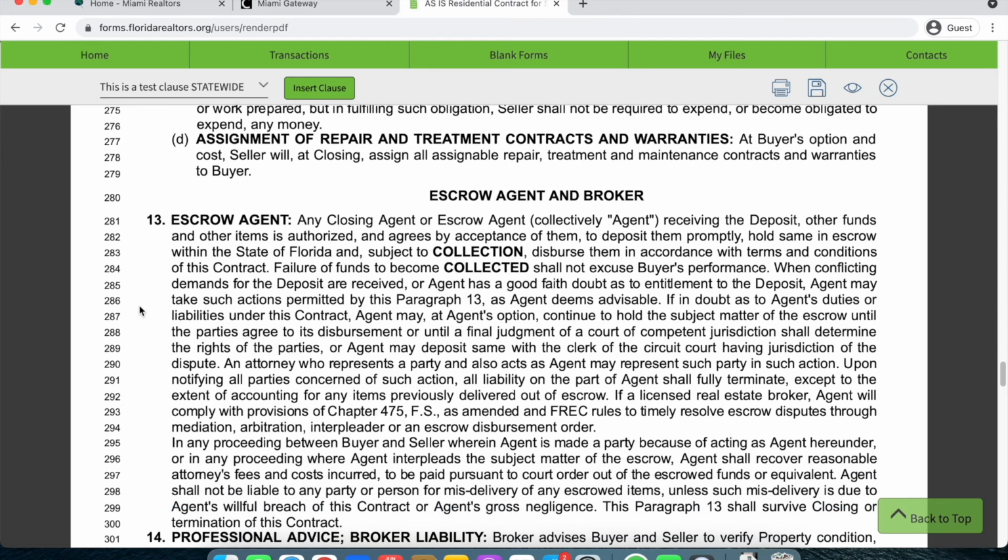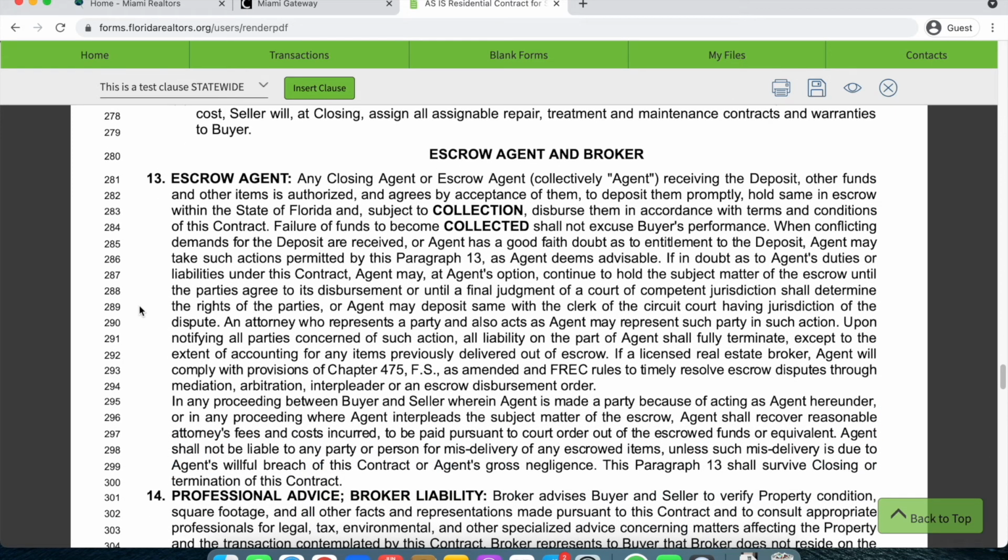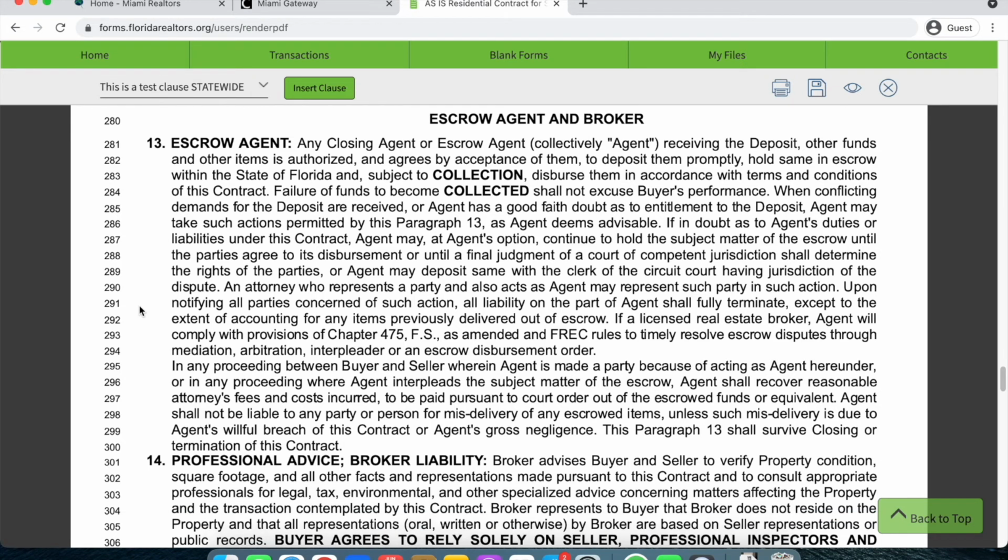Escrow agent, I'm going to ask you to read number 13. It's pretty self-explanatory. They do a very good job at explaining what it is, but your escrow agent is going to be the person holding the deposit and receiving the funds from the buyer to hold, which will be applied later to the closing.